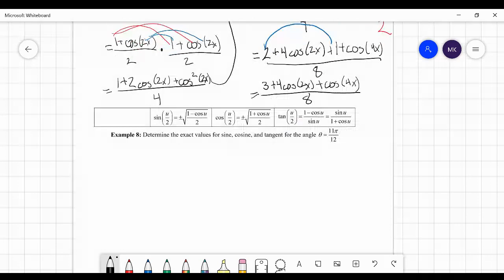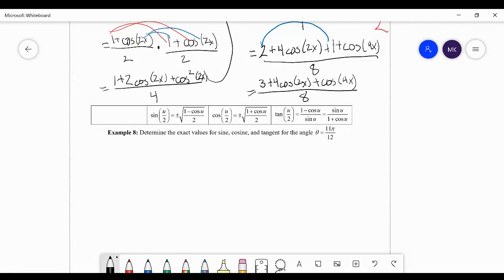We're almost done. Almost done. The last one we're going to deal with is half angle formulas. Okay.